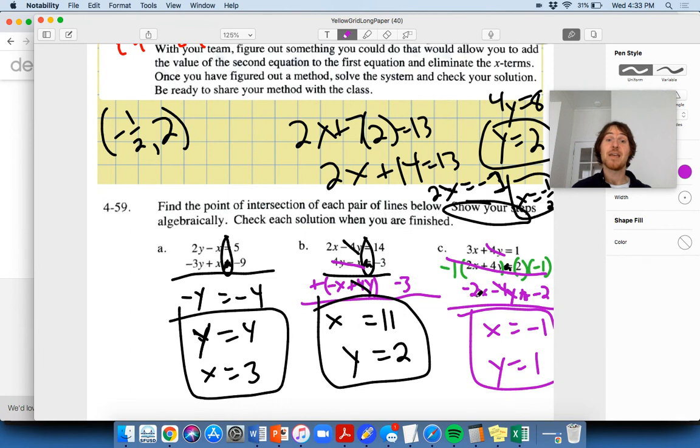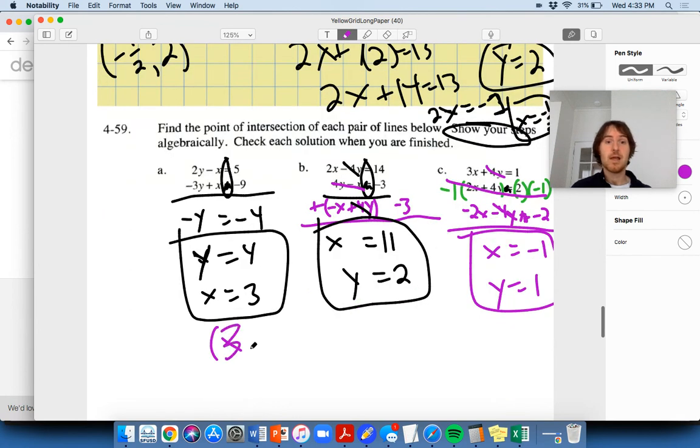And that's my answers. I would write your answers as coordinates, so that we can see them, because they're pairs. They're coordinate pairs. This is where the two lines intersect. They cross over one another here. 11, 2, and that is that.